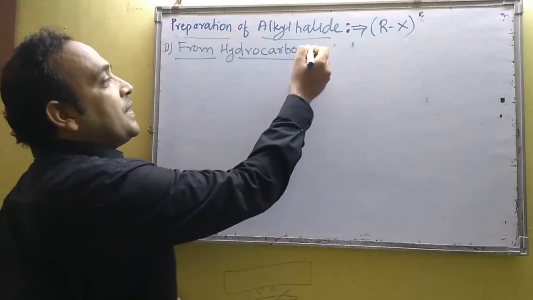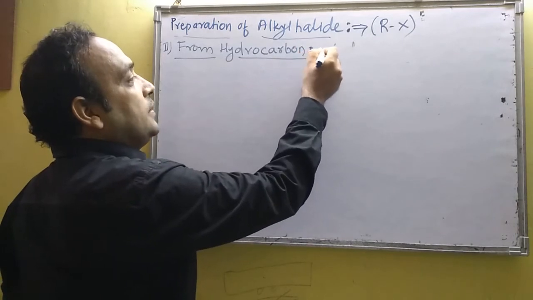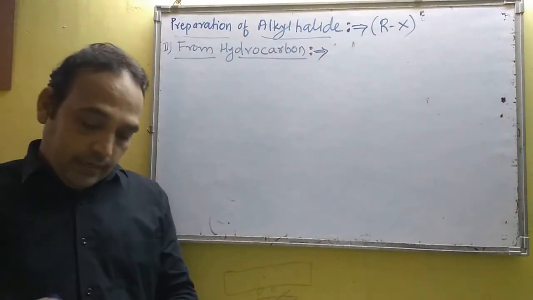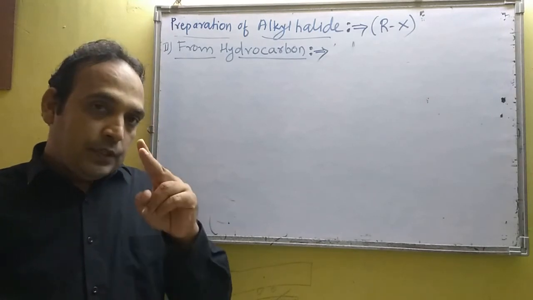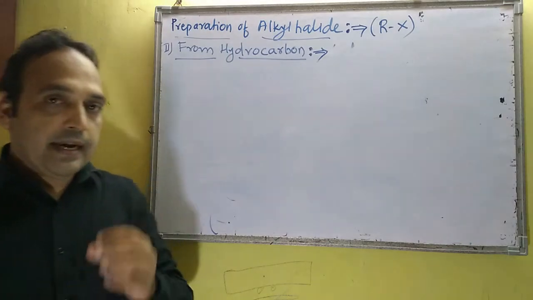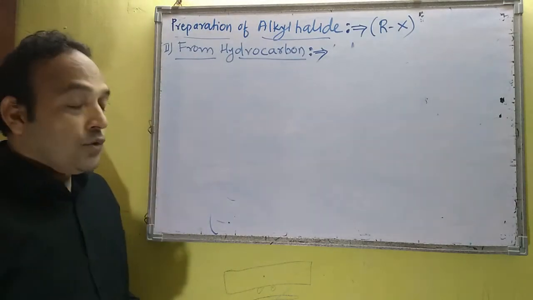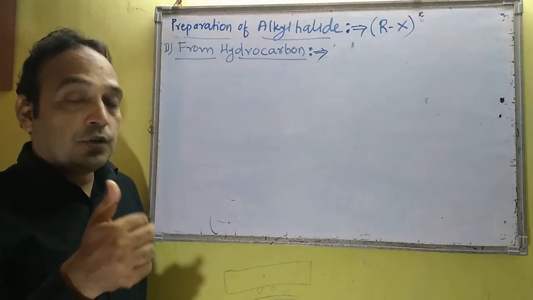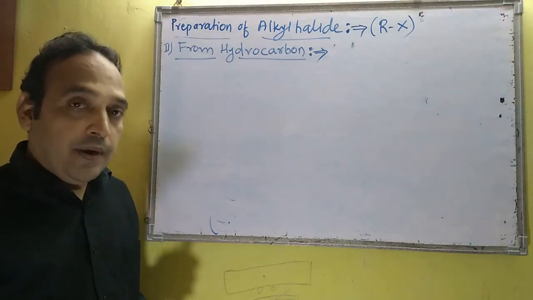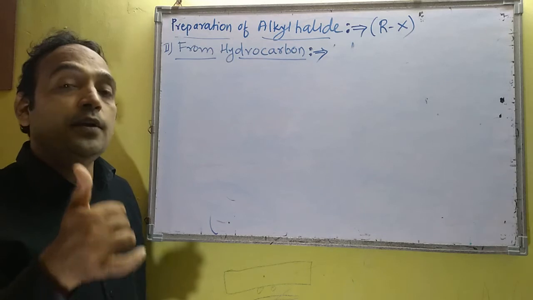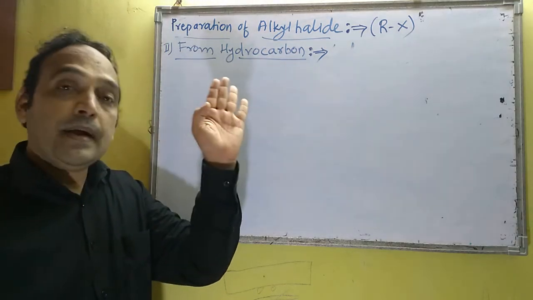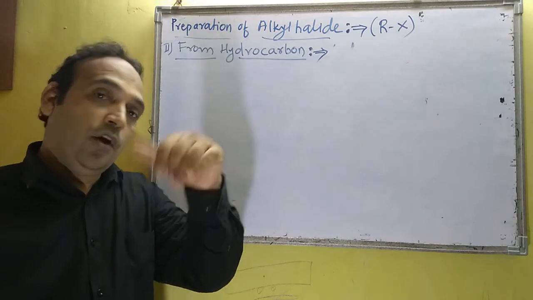Now our second preparation method of alkyl halide is from hydrocarbon. So dear student, we have covered two reactions. One is your Finkelstein reaction and second one is your Swartz reaction. So how to remember Finkelstein reaction? To form alkyl iodide. And how to form the alkyl iodide? By using alkyl chloride or alkyl bromide which reacts with sodium iodide in methanol or acetone.